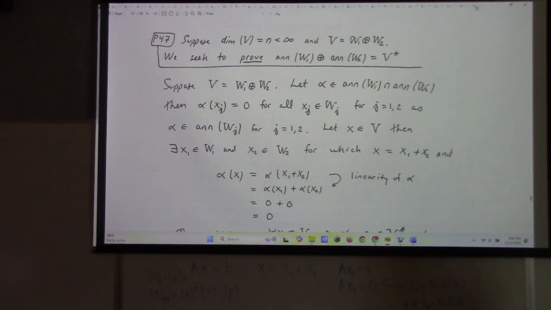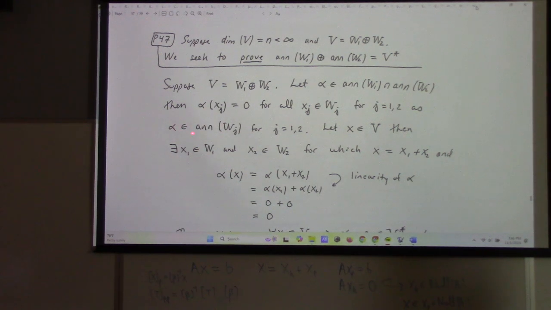All right, let's get back to this problem here. So we have V as the direct sum of W1, W2. And we're going to pick alpha. We're trying to show that this is equal. So I start with this containment. I try to prove that this is a subset of that. So alpha's in the intersection of the two annihilators. That means that alpha kills vectors that are from W1 or W2.